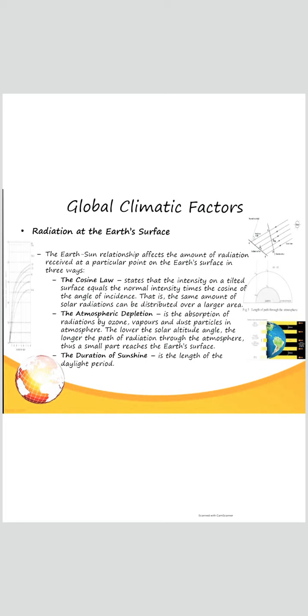The second is atmospheric depletion, which is the absorption of radiation by ozone, vapors and dust particles in the atmosphere. The third is the duration of sunshine, which is the length of the day period.